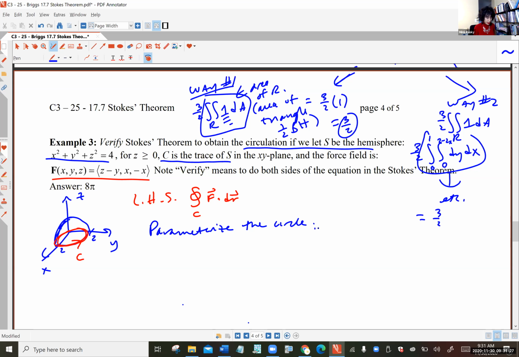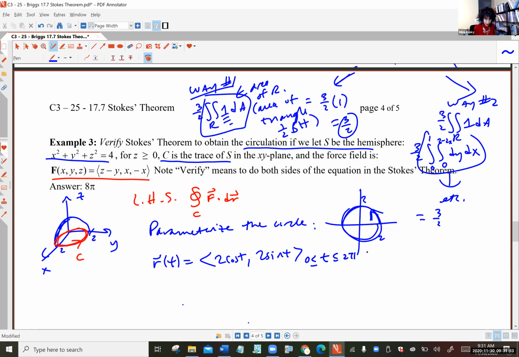So how do you do that? Well, the circle is simply a circle centered at the origin of radius 2, and we're going in the counterclockwise direction. That's important. So it turns out, and you should know this because you had a quiz with this kind of thing on it, you do 2 cos t, 2 sin t, where t goes from 0 to 2 pi. There is your parameterization of the curve.